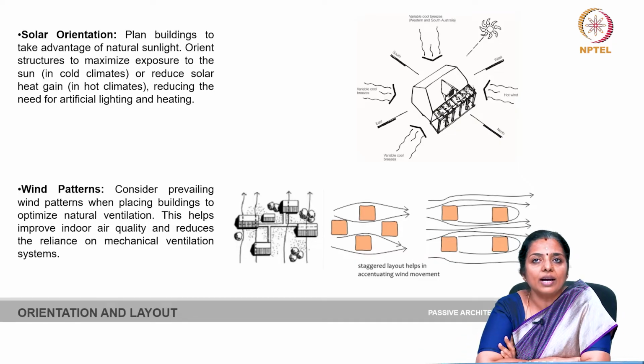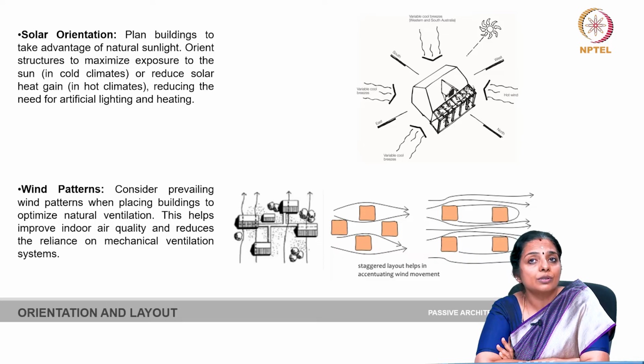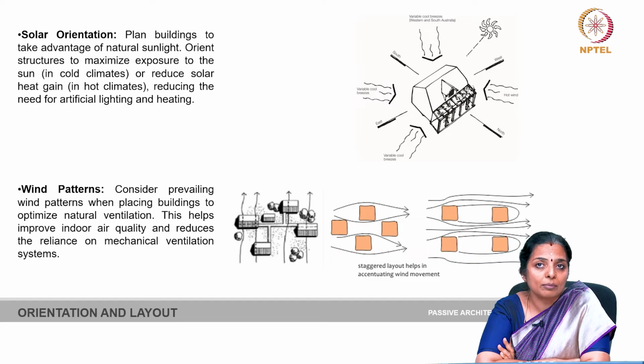Now, solar radiation. We have to plan buildings to take advantage of the natural sunlight. The key points which we have to understand are that we need to maximize exposure to the sun in cold climates. We need to reduce solar heat gain in hot climates.